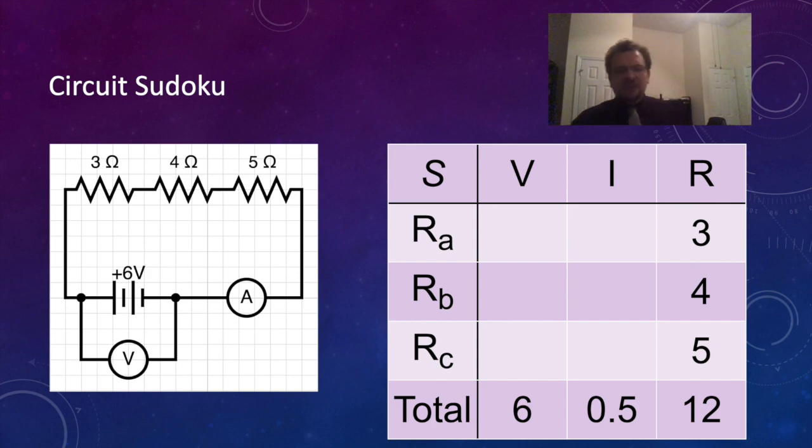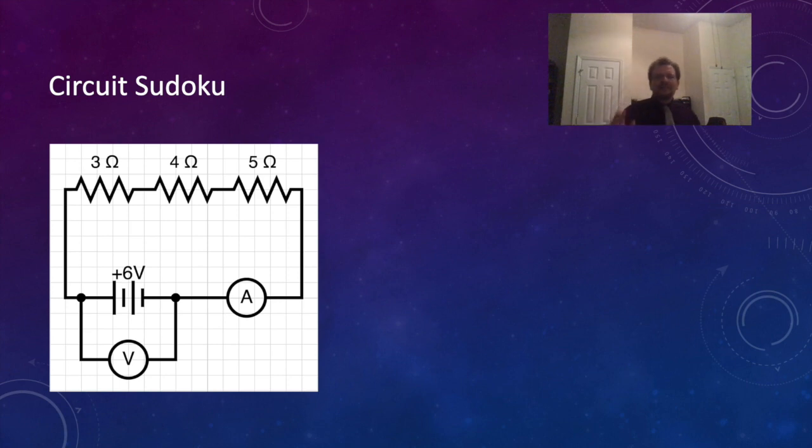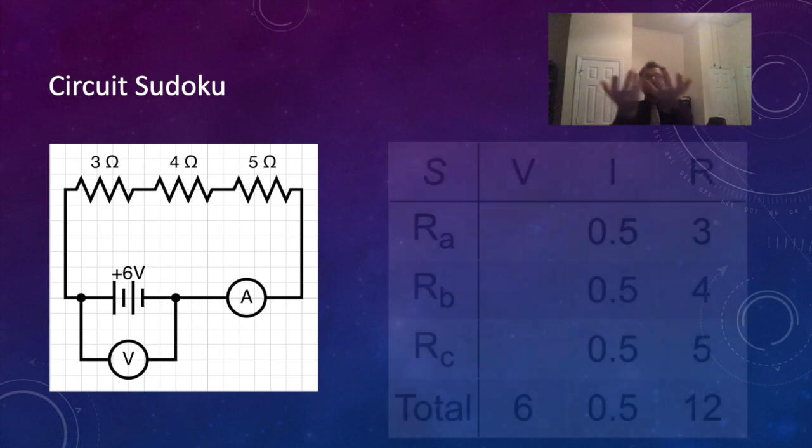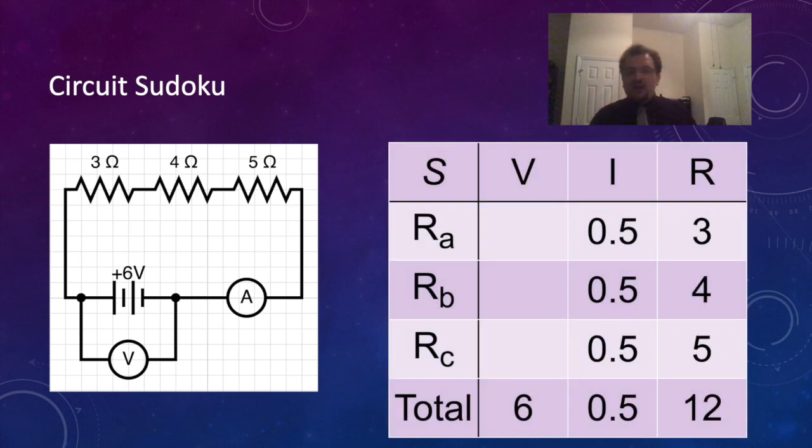Now, in the circuit, we know that the current doesn't have a choice as to where it's going to flow. So the current is going to be the same everywhere. As soon as I know that this is a series circuit, all the way up and down, the current's going to be the same throughout the whole thing. You also might notice that somewhere along the line, I added an S to the upper left-hand corner of this table. That's to remind me that what we're dealing with right now is a series circuit.